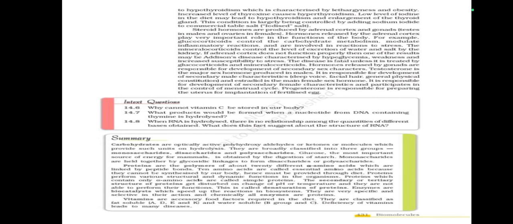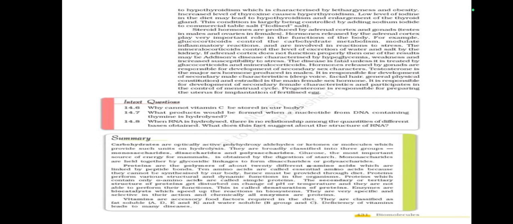Carbohydrates are optically active polyhydroxy aldehydes or ketones or molecules which provide such units on hydrolysis. They are broadly classified into three groups: monosaccharides, disaccharides, and polysaccharides. Glucose, the most important source of energy for mammals, is obtained by the digestion of starch. Monosaccharides are held together by glycosidic linkages to form disaccharides or polysaccharides.